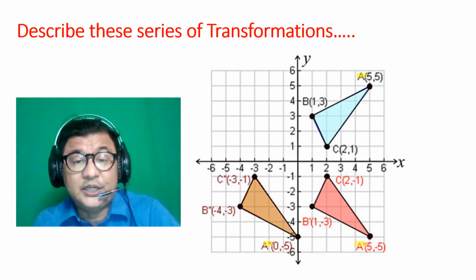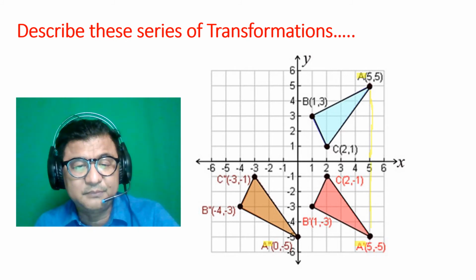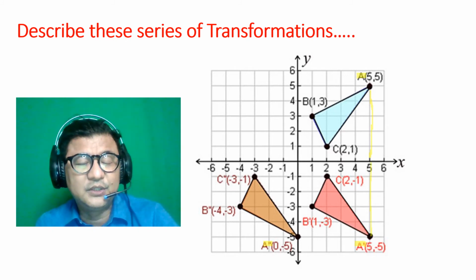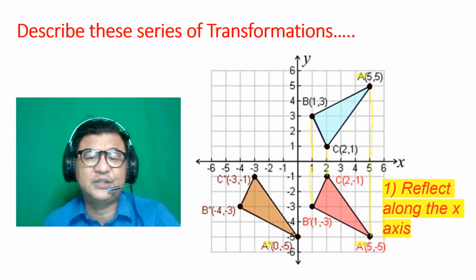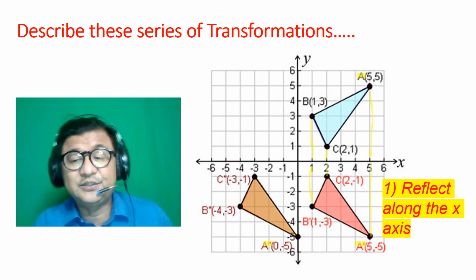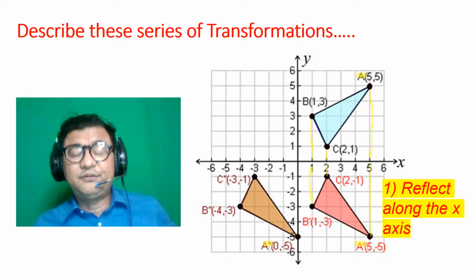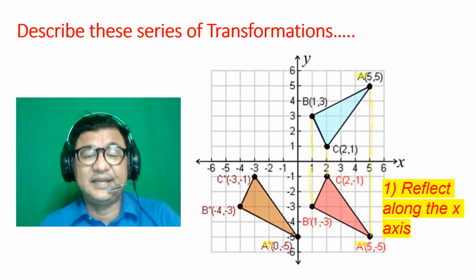And to check if it's really a flipping, okay, check this out. 5 units from the X, 5 units from the X. 1 unit on top, 1 unit below. 3 units on top, 3 units below. So it is flipping. So our first transformation is a reflect along the x-axis.